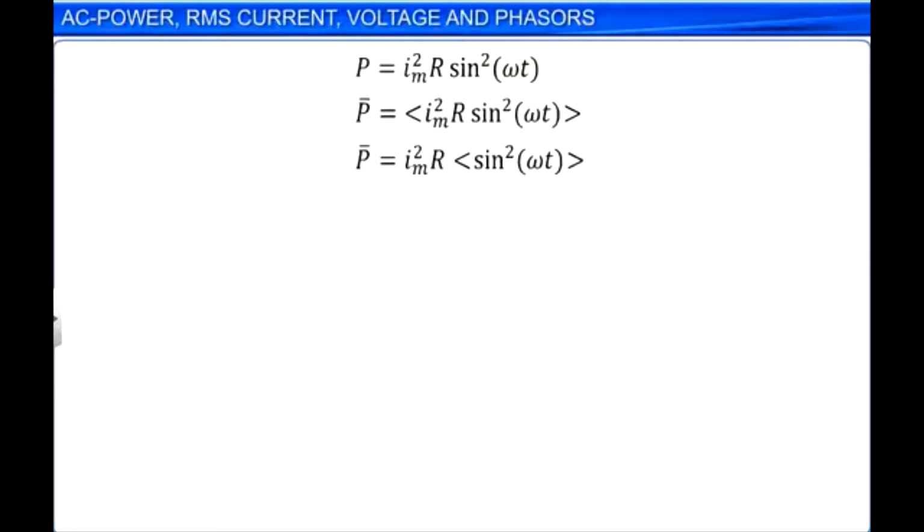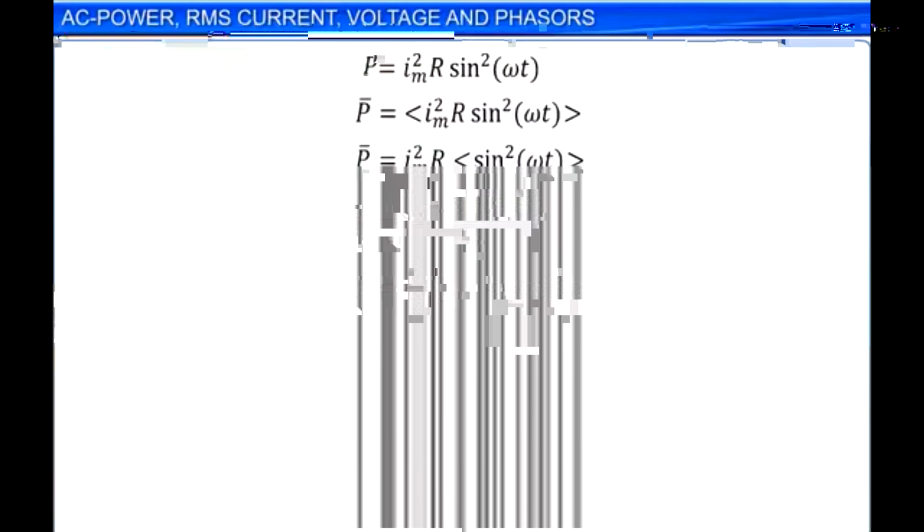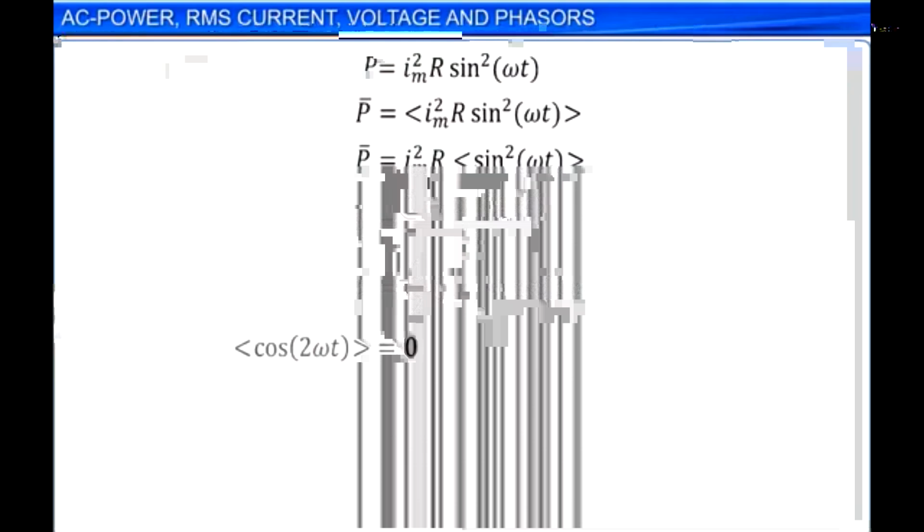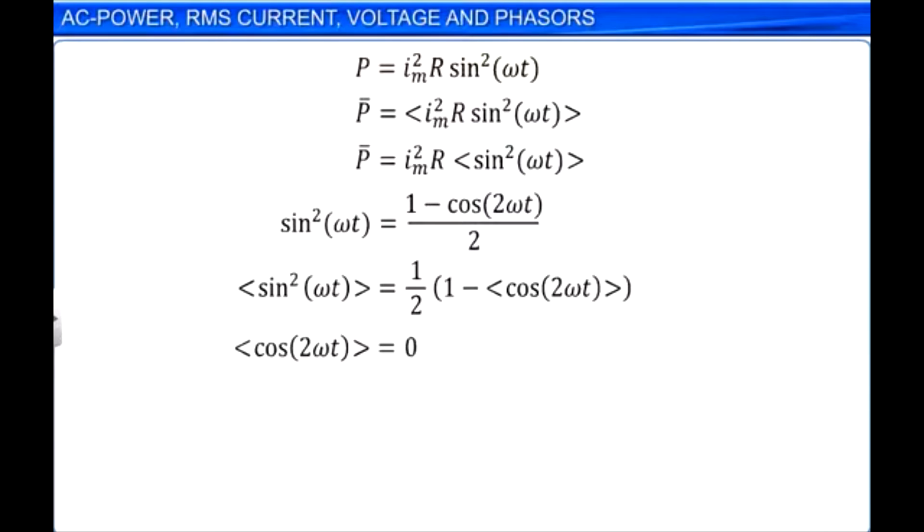For this purpose, we will use the trigonometric identity. Sine square omega t is equal to half of 1 minus cos 2 omega t. Therefore, the average of the required expression is given as shown. However, the average value of cos 2 omega t over a complete cycle is 0. This makes the average of the sine square omega t over a cycle as half. Therefore, the average power dissipated over a cycle is half of Im square R.